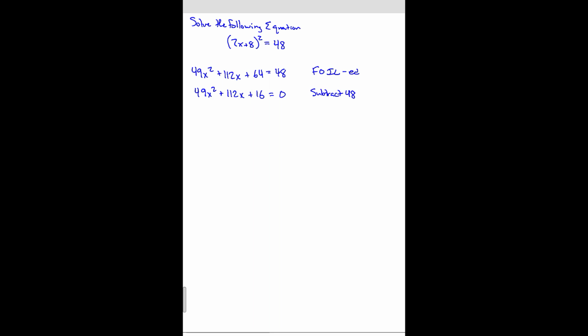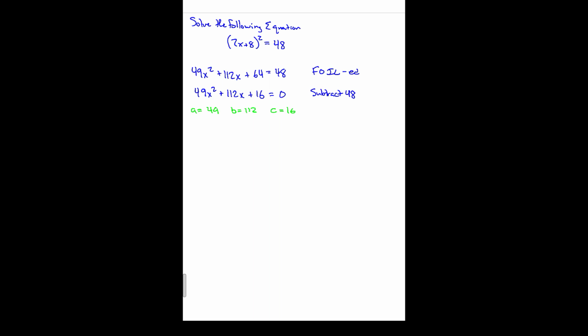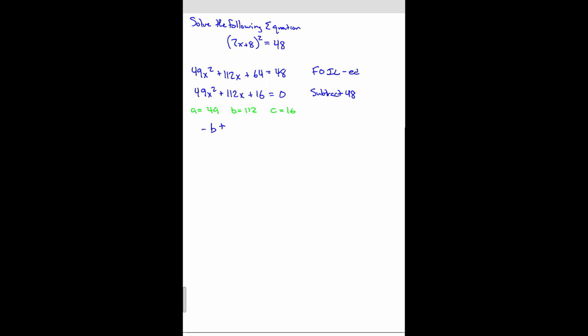However, the most popular one is using the quadratic formula, because we know the quadratic formula always works. So we want to list out our a's, our b's, and our c's. Your a is 49, your b is 112, and your c is 16. So now we're just going to plug it into the quadratic formula, which is x equals negative b plus or minus the square root of b squared minus 4ac, all over 2a. Okay, so the quadratic formula.